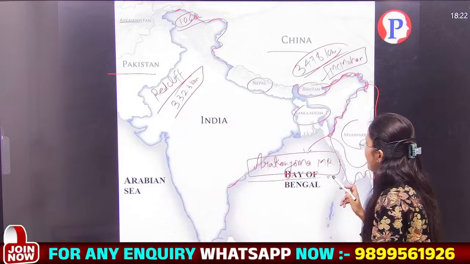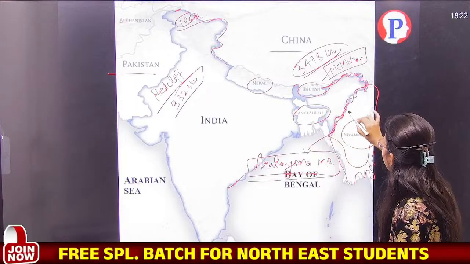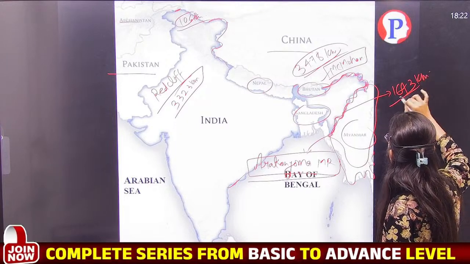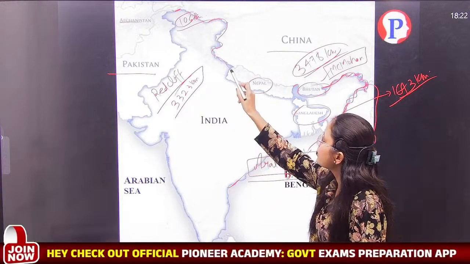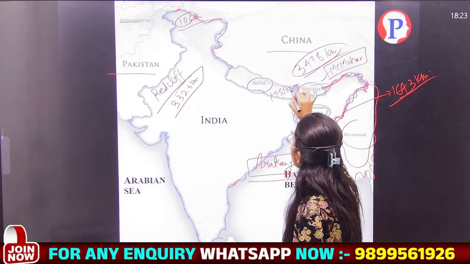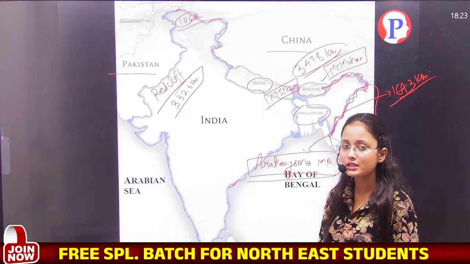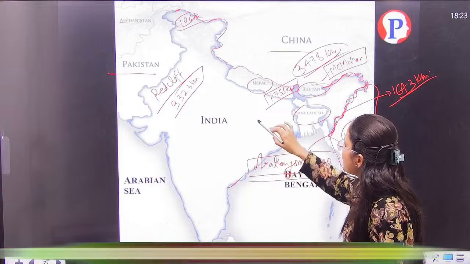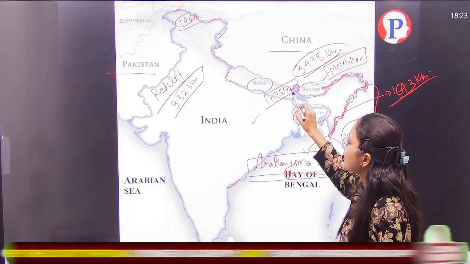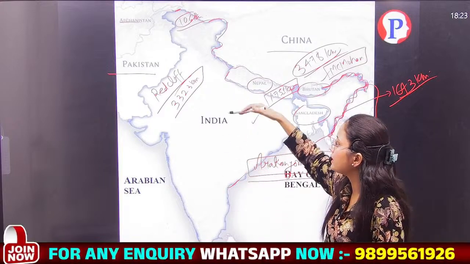This is the Arakan Yoma mountain range, and it is a boundary between India and Myanmar. It will be 1643 kilometers. Now we are going to talk about Nepal's boundary. It will be 1751 kilometers. Please write it down in your notebook. It is very necessary to write all these things in your notebook. There is no name for the boundary between India and Nepal.